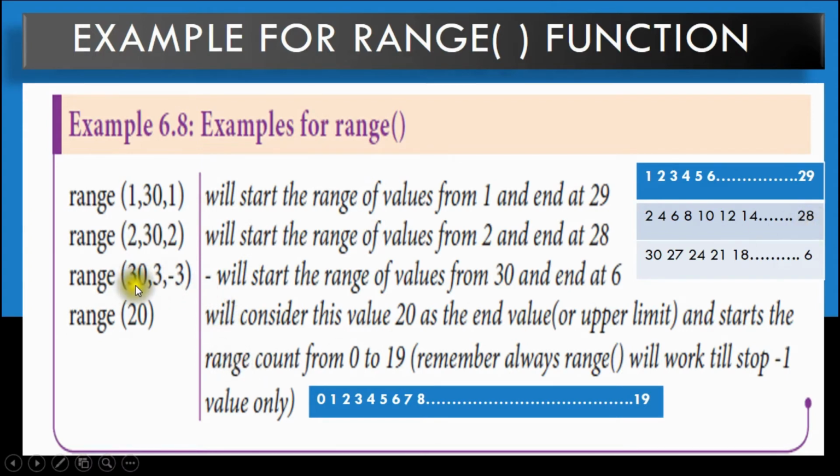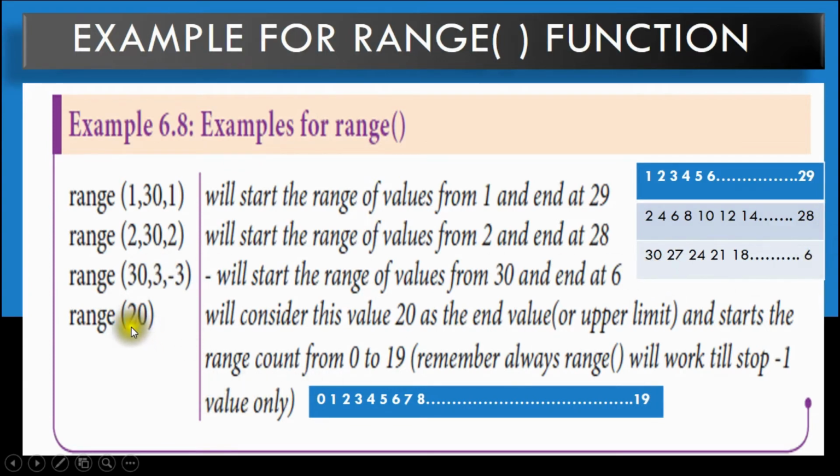Then range(30, 3, -3). 30 is the start value, 3 is the stop value, minus 3 is the step value. So it is in decrement order. So 30, 27, 24, 21, like that order it will print up to 6. Why 6? Here 3 is the stop value, so 3 minus 1 is 2. Its previous multiple of 3 is 6, so it will print up to 6.